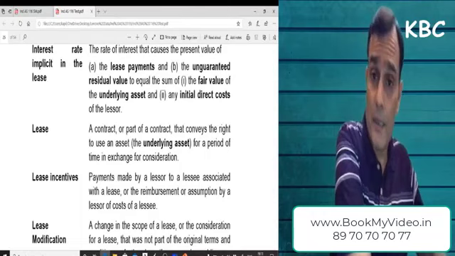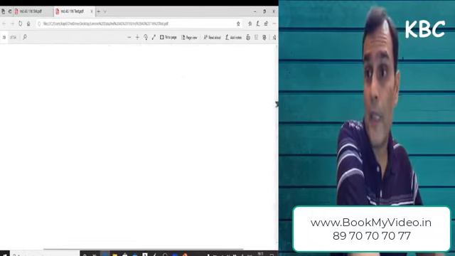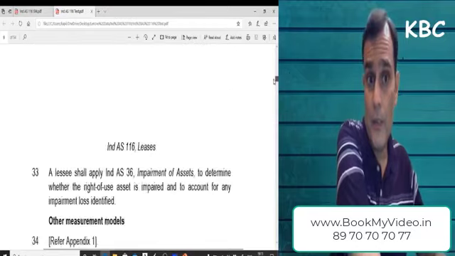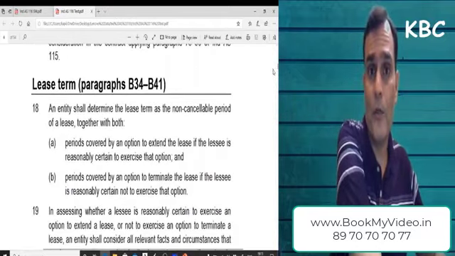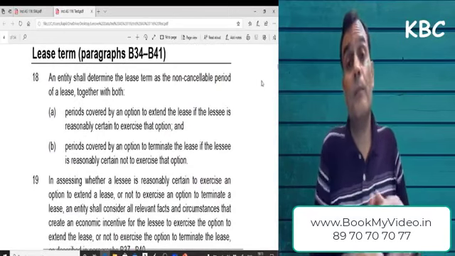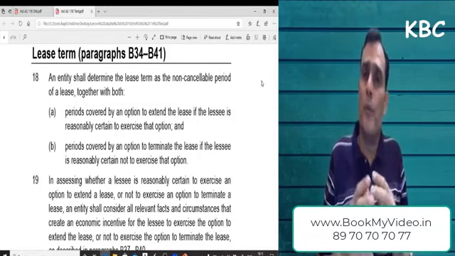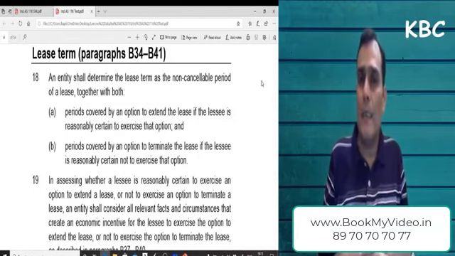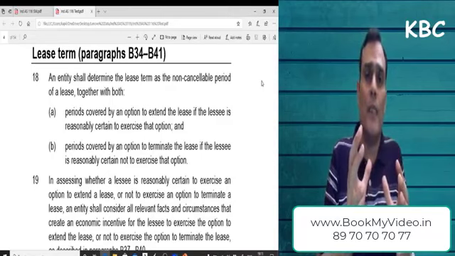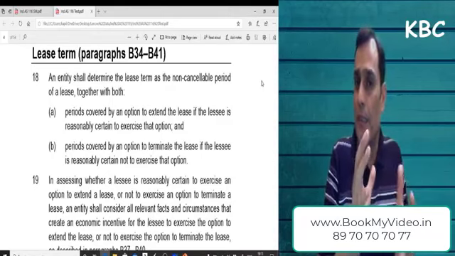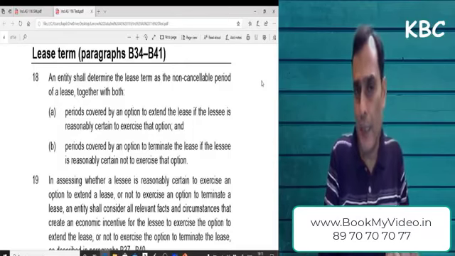Now, for the lease term, I need to take you back to the standard, to para number 18, where we're going to discuss the concept of a lease term. Hear me very carefully, because there are certain portions which we're going to read in para number 18 which might be a little disturbing to the mind, but once we take some examples, you will become absolutely clear.